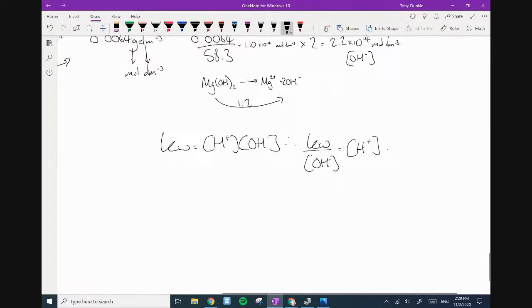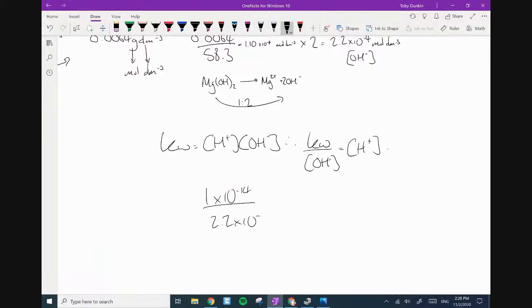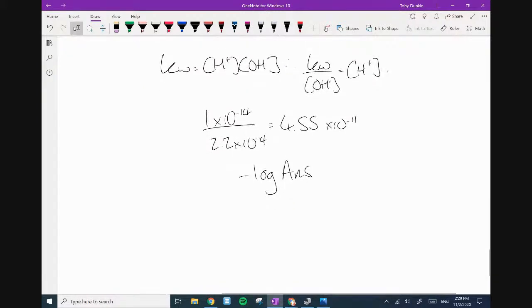Right, lob in my answers. Kw, 1 times 10 to the minus 14 divided by 2.2 times 10 to the minus 4 gives me an answer of 4.55 times 10 to the minus 11. Minus log answer, and I get a pH of 10.3.